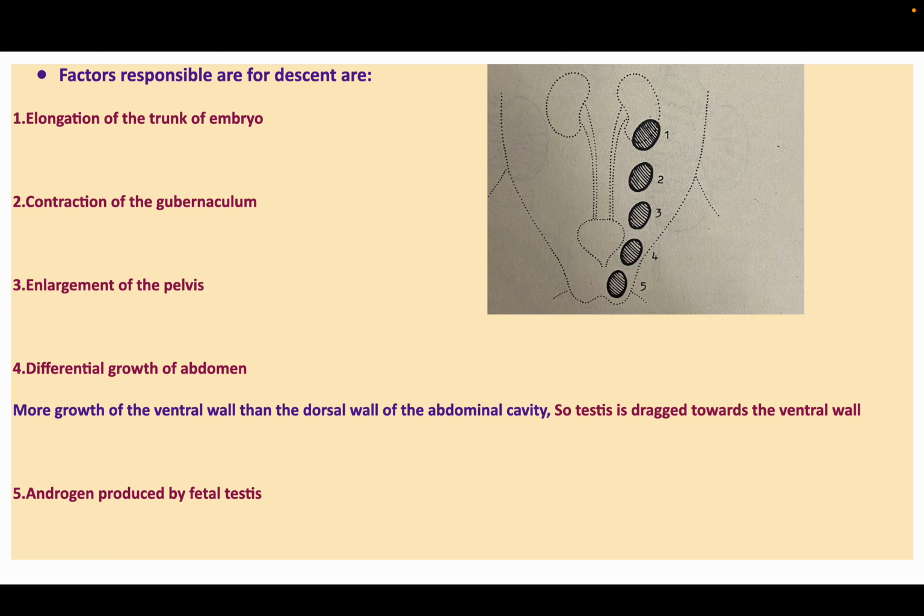Then enlargement of the pelvis, then differential growth of the abdomen. So more growth of the ventral wall is happening than the dorsal wall of the abdominal cavity. So testis is dragged towards the ventral wall. The next important factor which plays an important role in the descent of the testis is the hormones, that is androgen produced by the fetal testis.